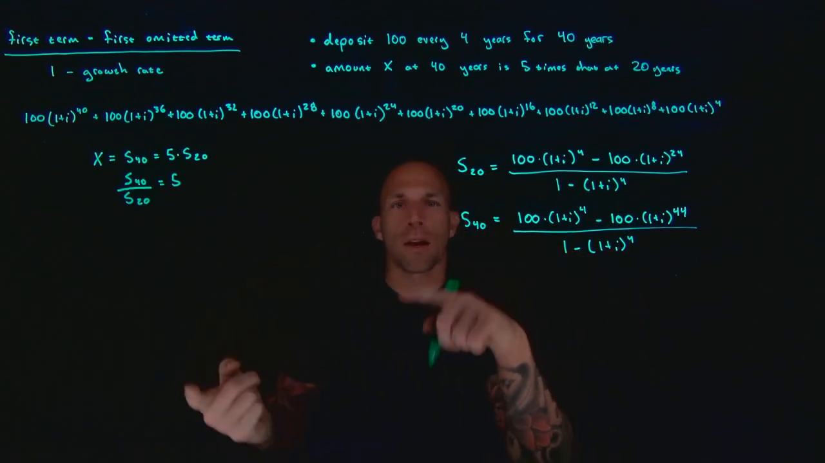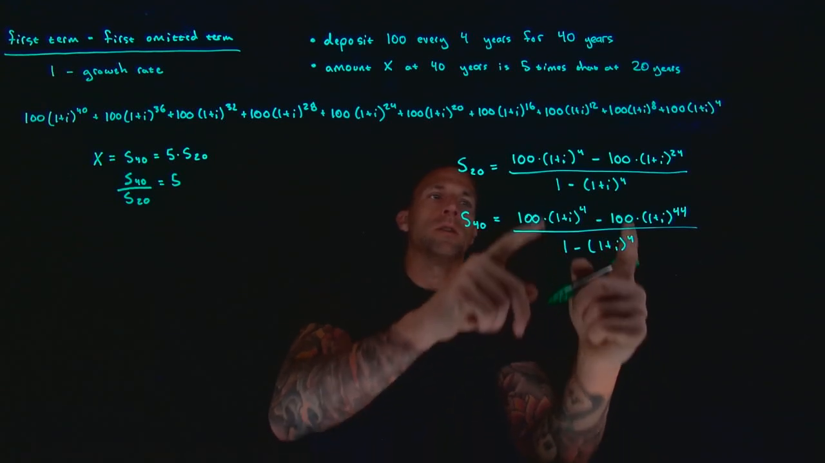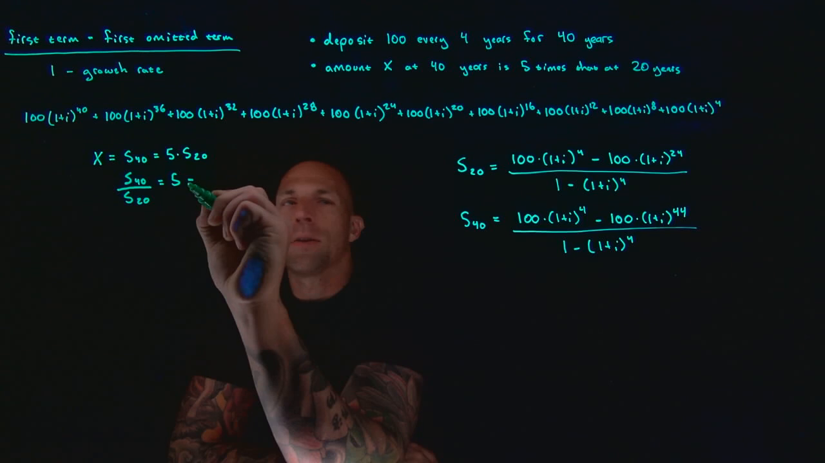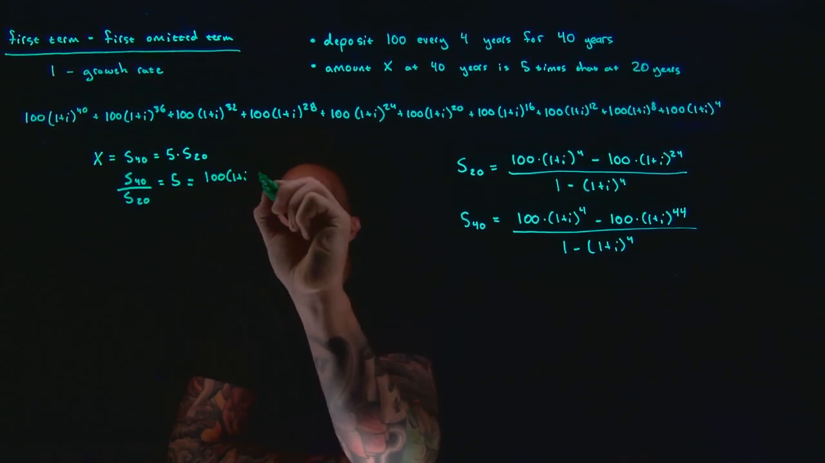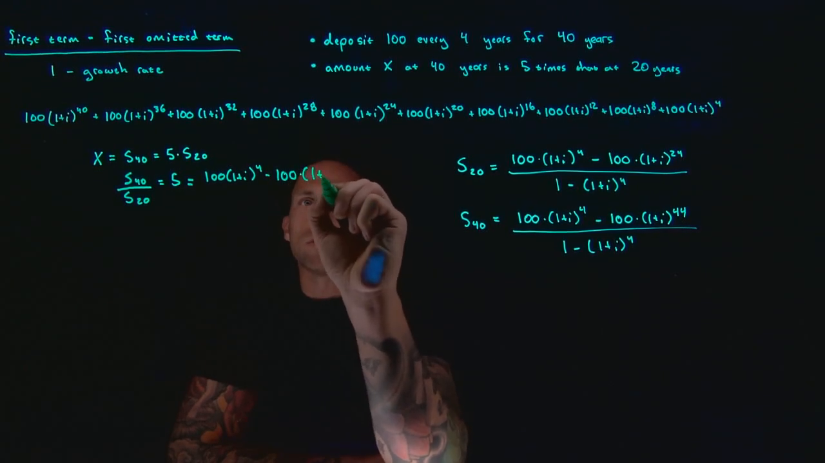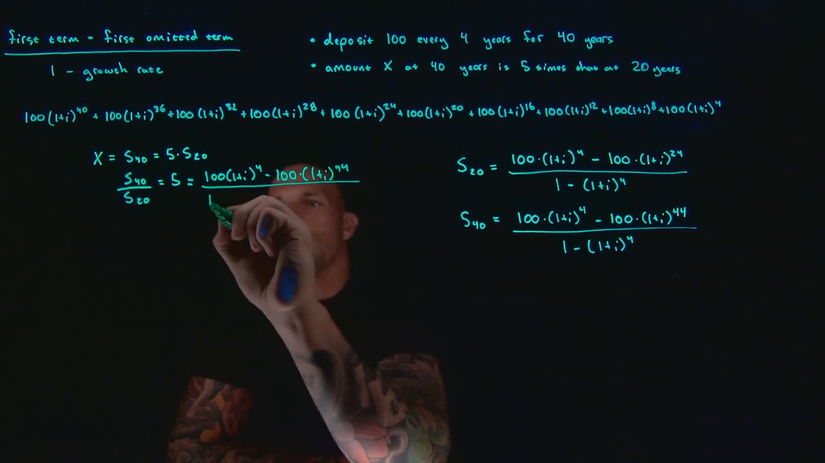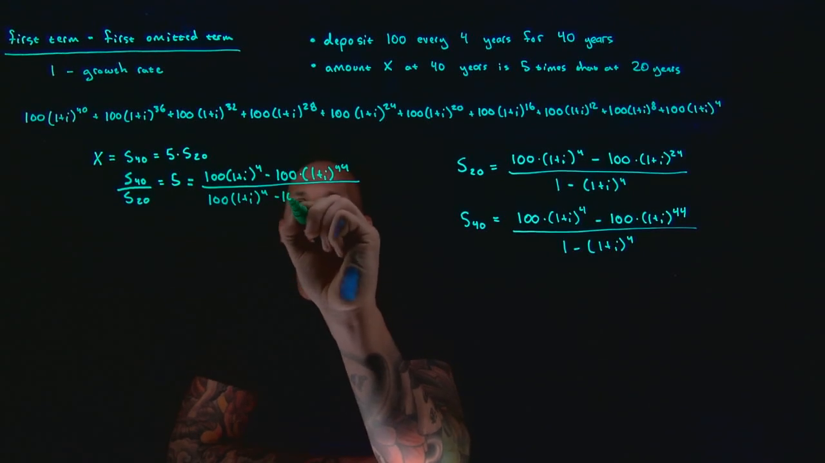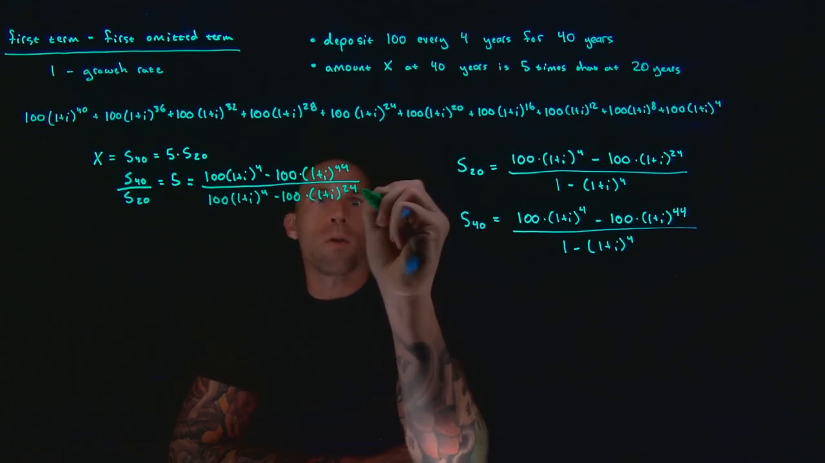And of course, when you're dividing fractions, it's the same as multiplying by the reciprocal, which means these 2 denominators are going to cancel, and we are going to be left with 100 times 1 plus I to the fourth minus 100 times 1 plus I to the 44th over 100 times 1 plus I to the fourth minus 100 times 1 plus I to the 24th.